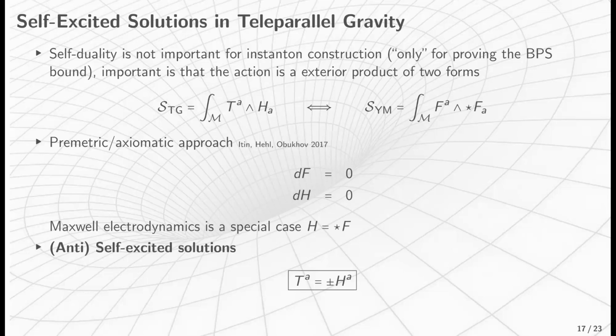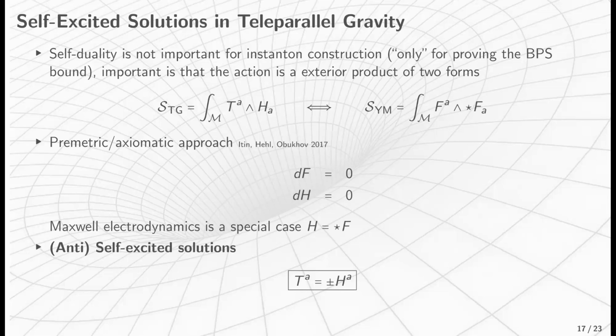And this is something very closely related to what Jakob Itin, Friedrich Hehl, and Yuri Obukhov did in 2017. They have this so-called premetric or axiomatic approach to electromagnetism. So what they do is you should start with a field strength. In electromagnetism, you start with a field strength, which is just dF equals 0, which is your Bianchi identity, and then your second set of field equations you write as dH equals 0.